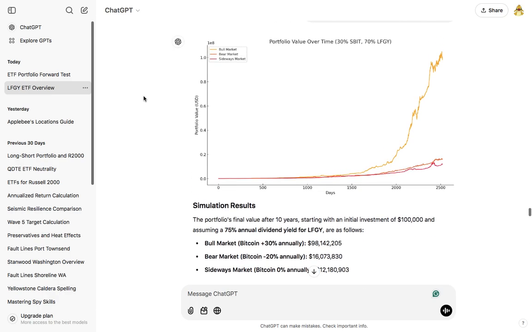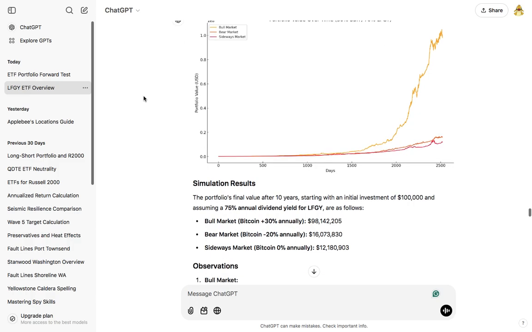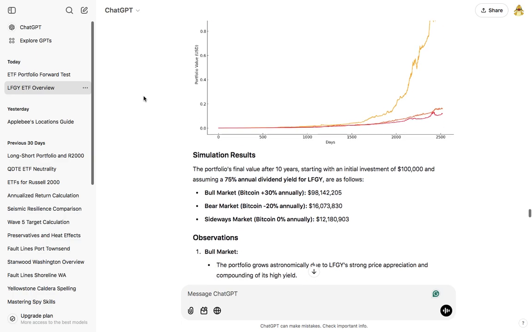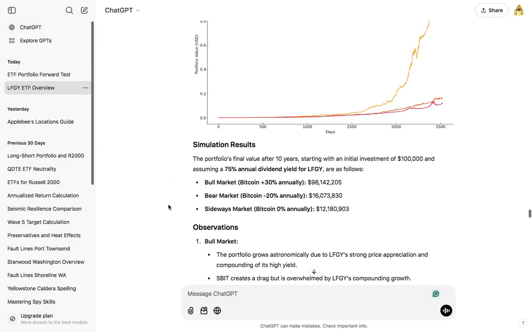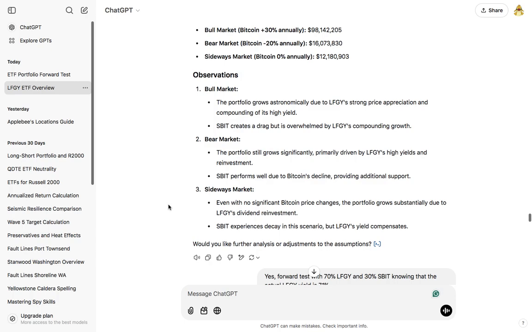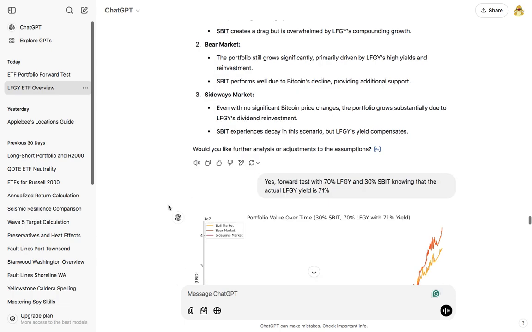Very interesting simulation results. The portfolio's final value after 10 years, starting with a $100,000 initial investment and assuming a 75% dividend for LFGY, are as follows. A bull market gets over 30% annually. A bear market gets less than 20% annually, but still both of them were positive. So I was like, that's kind of crazy. How is a bull market and a bear market going to be bullish for this? So I continued to refine what I was asking it, making sure that it knew.